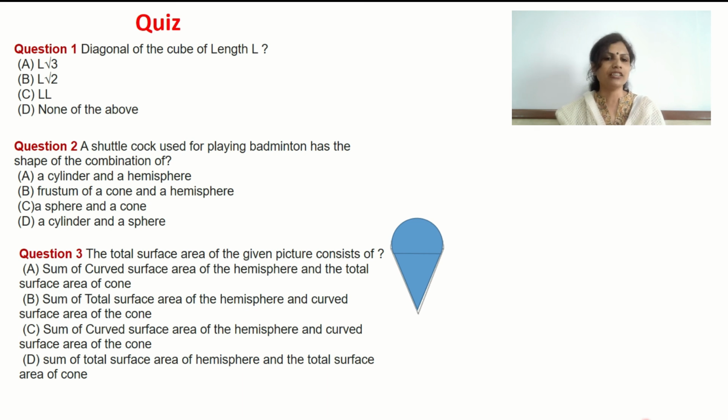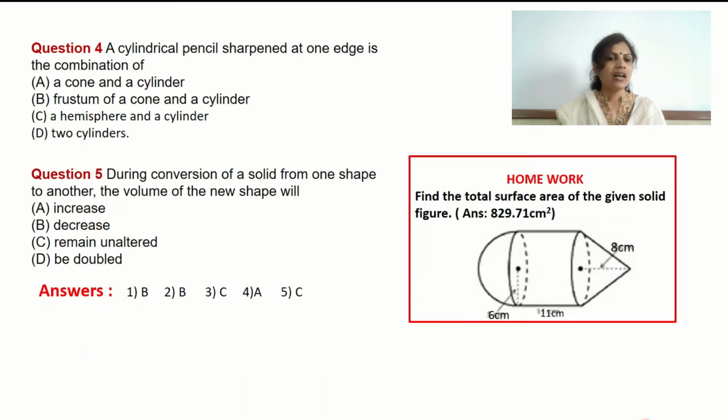which two solid figures. Your next question is, a cylindrical pencil sharpened at one edge is a combination of, and you are actually writing with a pencil, just check out the sharpened edge and the cylindrical pencil. It is a combination of which two solid figures? Please select the correct option.